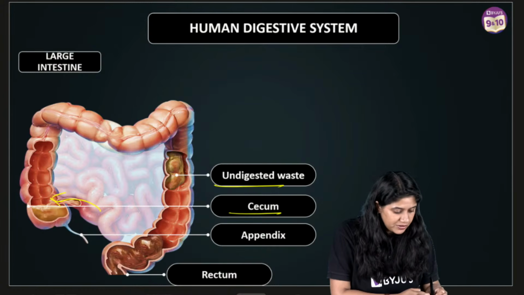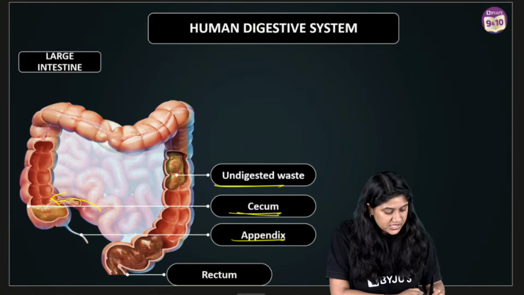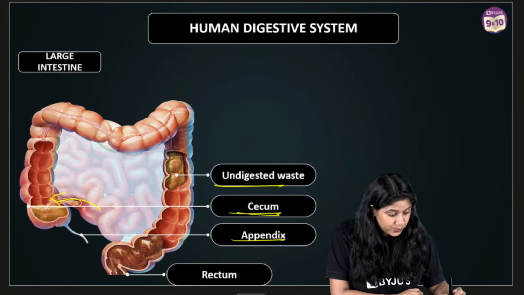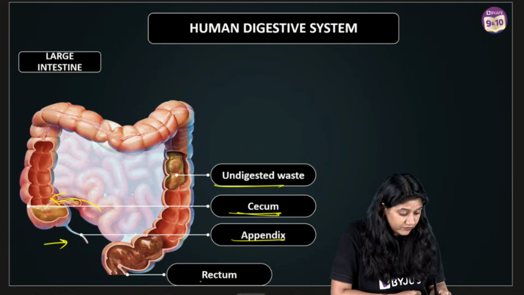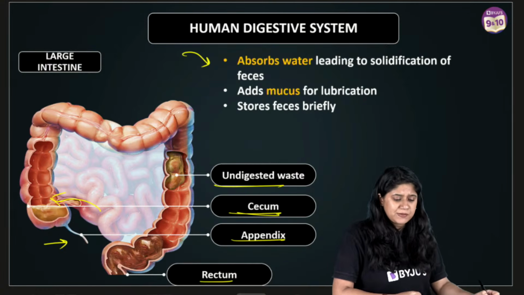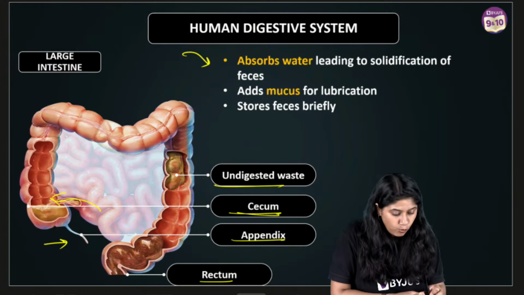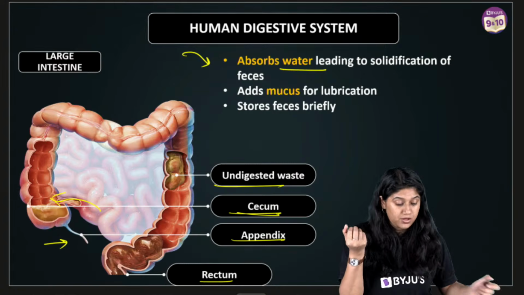So what happens? We have different parts of it. We have the undigested food, waste, right? We have the cecum. We have the appendix over here, which is kind of a vestigial organ, right? And then of course we have the rectum. What happens in the large intestine is that it helps in the absorption of water, leading to the solidification of the feces.